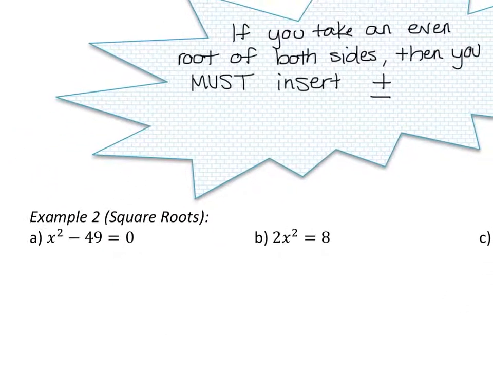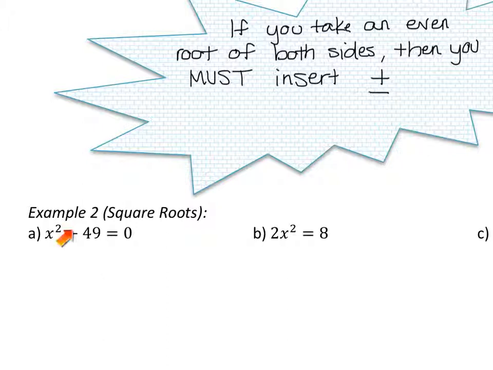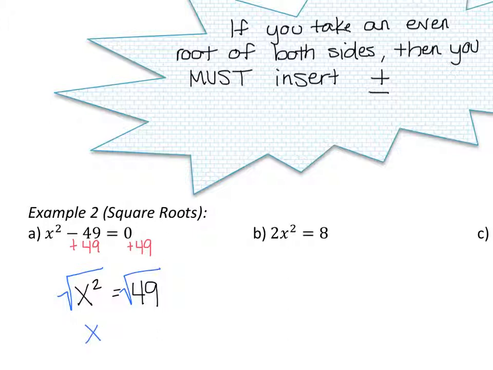Okay, so let's look at the first one. If we can get this 49 to the other side, can we take the square root of it? Yes, so let's add 49 to the other side. So our problem now is x squared equals 49. Well, are both sides perfect squares? Yes, we can take the square root of both sides, so we're going to do that. So what's the square root of x squared? Just x. A square root and a squared cancel each other out. So all you have left is whatever was being squared.